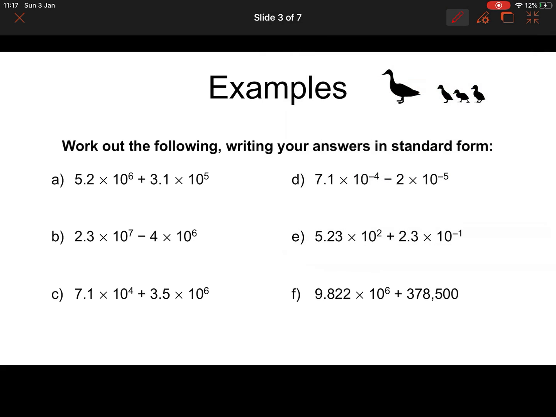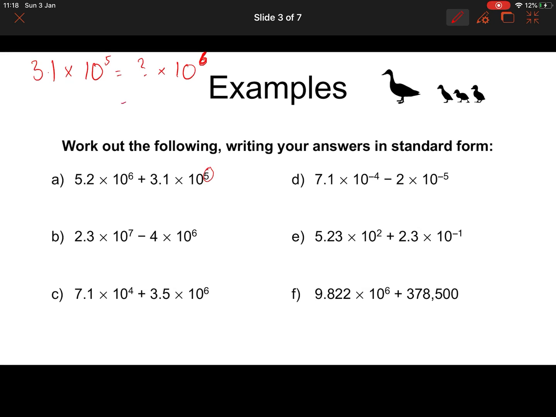So I'm going to try and change this one to a 6. Okay, so I want to write 3.1 times 10 to the 5 equals something times 10 to the power of 6.